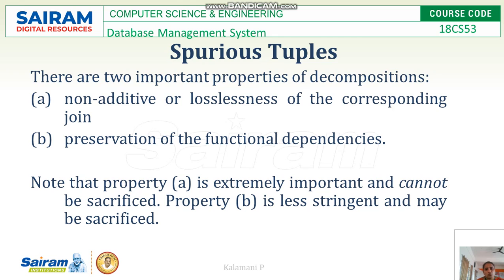Regarding spurious tuples, the main important properties of decomposition are the lossless join, and it should preserve the functional dependency. That is a main important concept. So no spurious tuples should be generated. These four things are the main important guidelines, the informal design guidelines of relation schemas. Okay, I think everyone understood. Go through the example with the company database. Thank you.